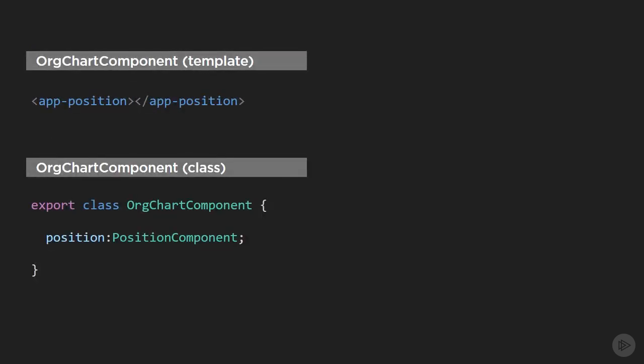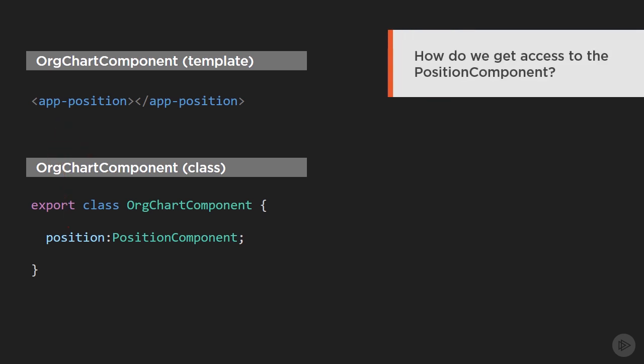So here we have an org chart component. First we'll look at its template, which simply has an @position child. And that's the template. But in the class for org chart component, we have this position property, and it's of type position component, but we want this position property to reference @position in the template. Right now it's not hooked up. Position is always going to be undefined. How do we get access to the position component?